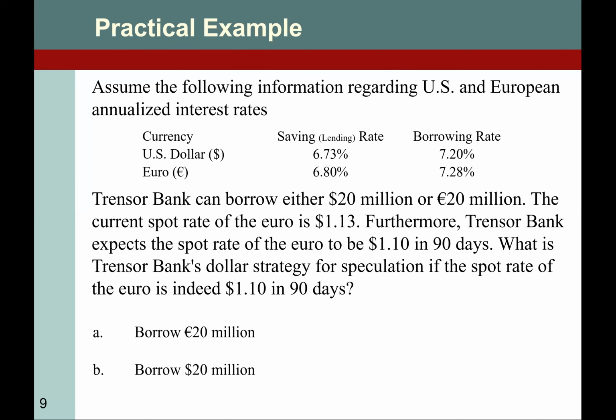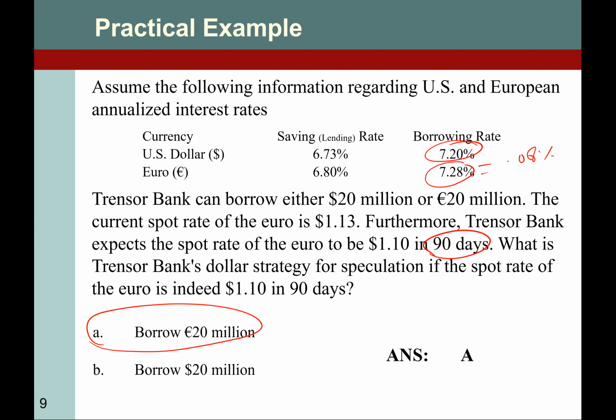Okay, guys, welcome back. So, as we discussed in our breakout rooms, where we have to invest and where we have to borrow, and we talked about in our earlier example that we have to borrow where the currency is expected to depreciate, right? So our answer is A. Even though there is a 0.08% borrowing difference, you need to borrow from where the currency is expected to depreciate. So after this 90 days, when this actually happens, we have to pay less.